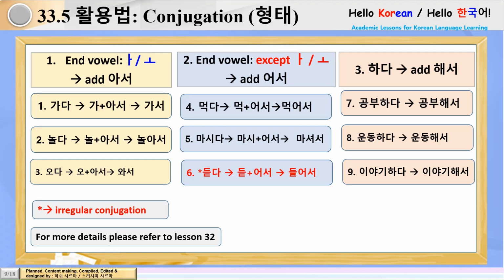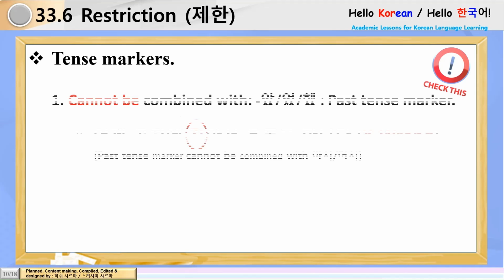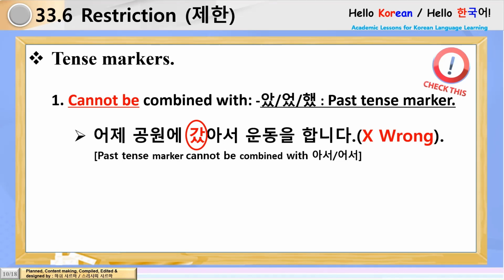Now let's move to one of the most important points for using this grammar, meaning restrictions. A deep and clear understanding of the restrictions is a precondition to use this grammar correctly in a sentence. So the restrictions are, first, tense markers. See number 1, it cannot be combined with the 았/었 past tense markers.